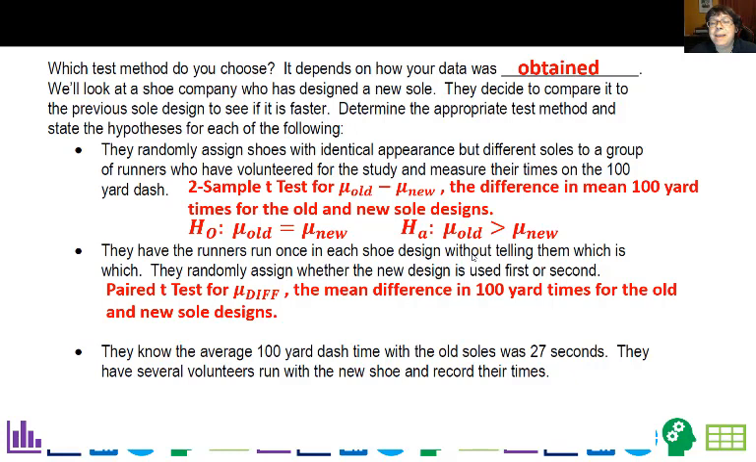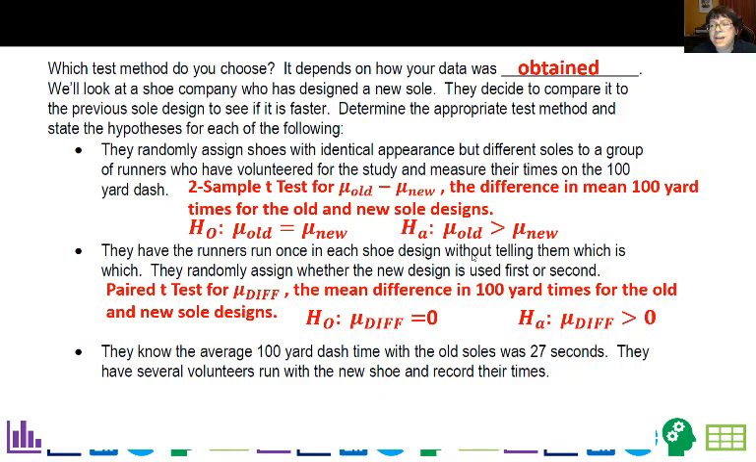So we're going to say this is a paired t-test for the mean difference in 100-yard times for the old and new sole design. So my null hypothesis is that the mean difference is 0. My alternate is that it's greater than 0, that we actually did have that the new times are lower. So again, make sure you're kind of clear on what direction you're going there.